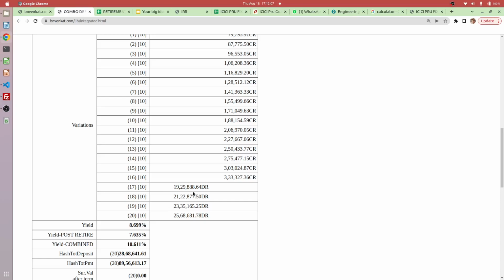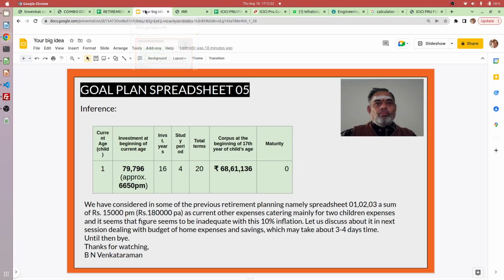The figure is 19.29 requirement at the end of the 16th year, that is the 17th year, and 10% higher in the further years. Now let us go back to our presentation. Yes. Let us discuss the adequacy in the next session, dealing with budget of home expenses and savings, which may take around 3 to 4 sessions.